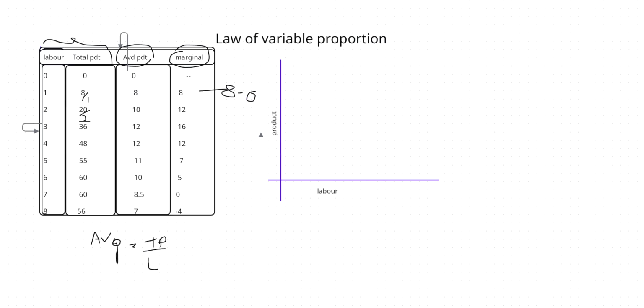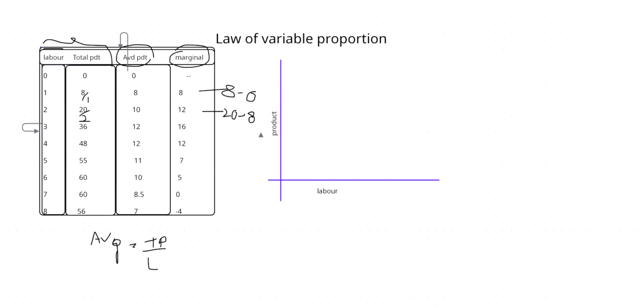Now the same thing for 2 units of labor: I got my total product to be 20. How much extra have I gained? The previous one I earned 8, no? So 20 minus 8, which gives 12. Like that, 36 minus 20, 48 minus 36, 55 minus 48, 60 minus 55, 60 minus 60, and 56 minus 60.